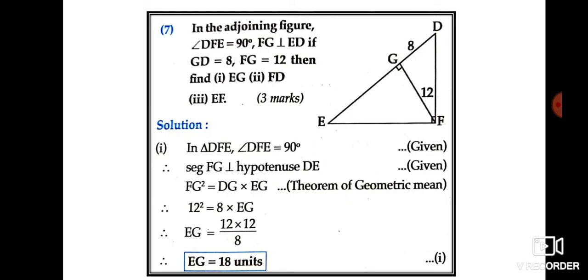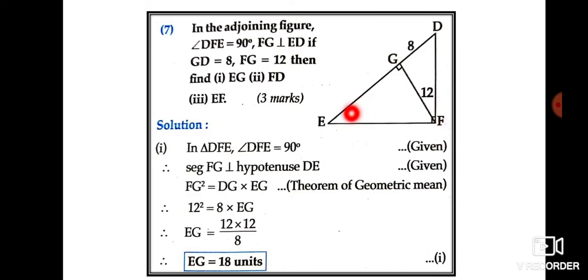Now we go to the next question here. I hope you remember this figure. Either we use similarity or we have to use geometric mean over here. Let's read this question. In the adjoining figure, angle DFE is equal to 90 degree and FG is perpendicular to ED. They have given the value of GD to be 8 and FG to be 12. Then we have to find EG.